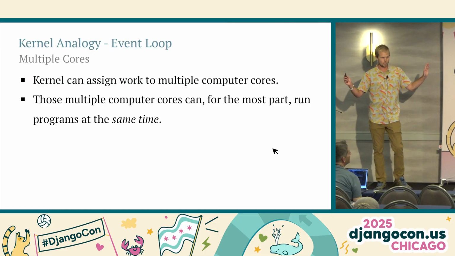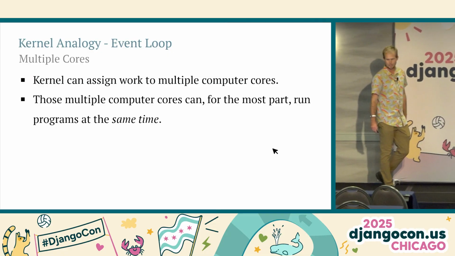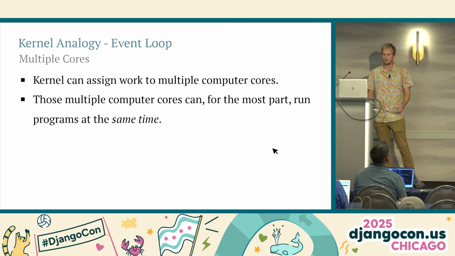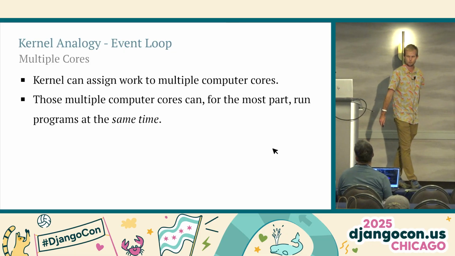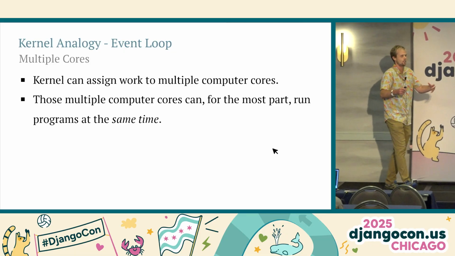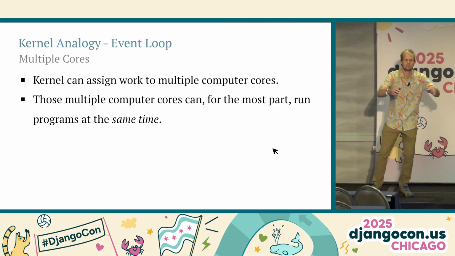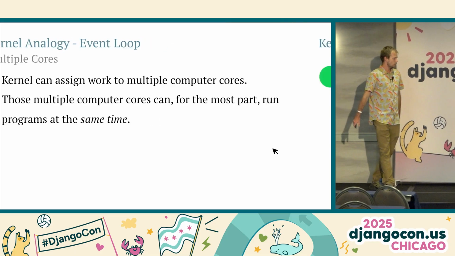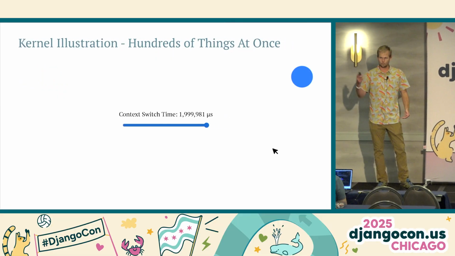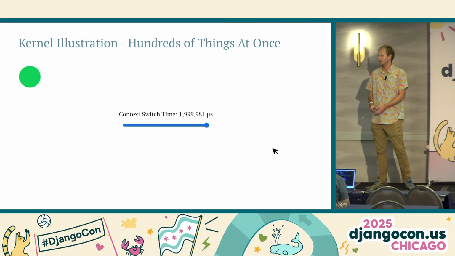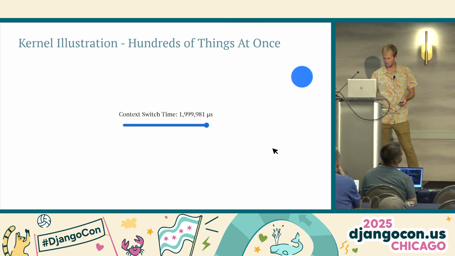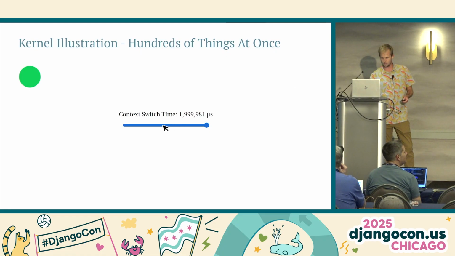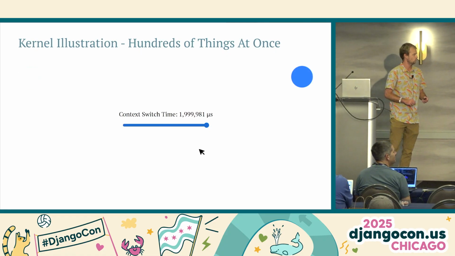And by the way, the kernel can do this with multiple CPU cores. It can assign work not just to one core, but to many. And those multiple cores can, for the most part, run programs at the same time. So the kernel can be delegating multiple tasks at the same time to multiple things, and multiple programs can be running at the same time. And one other thing to mention is the kernel does switch between tasks. I am not here to hypnotize you all today, but you can see what it would look like if the kernel was switching.